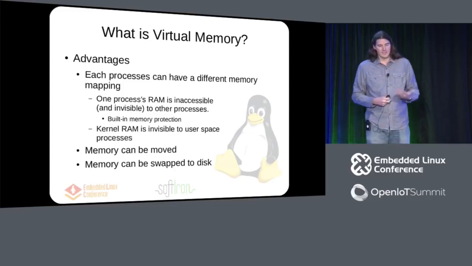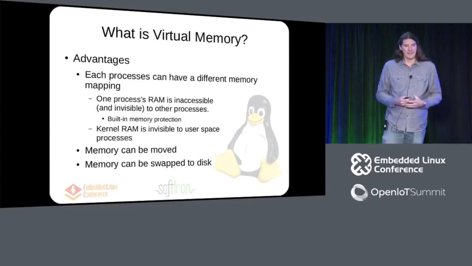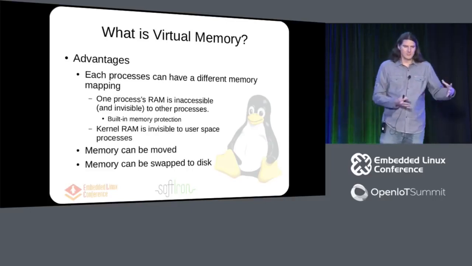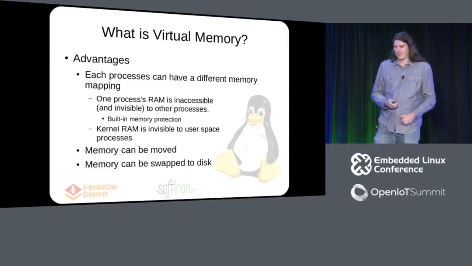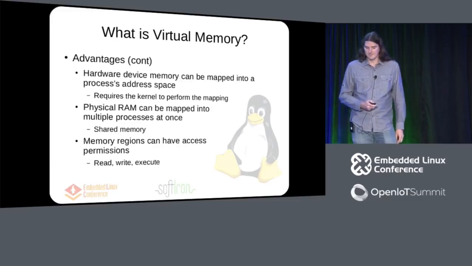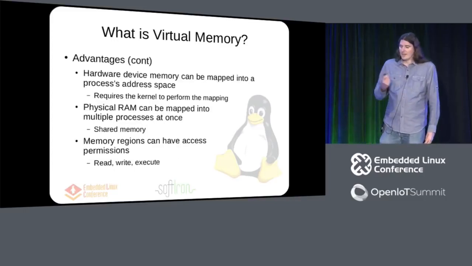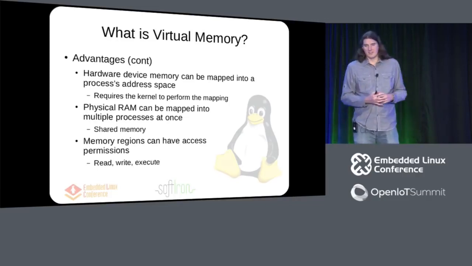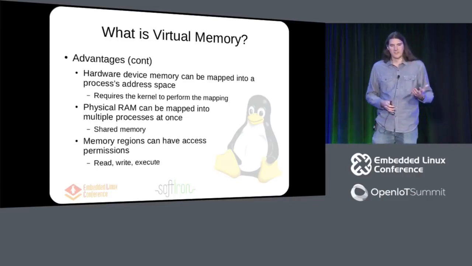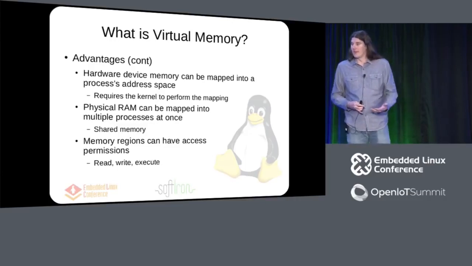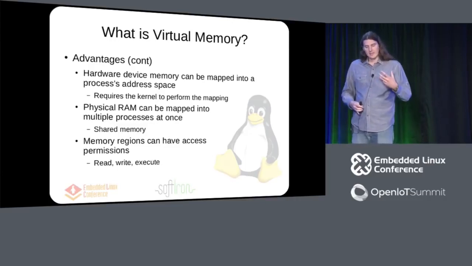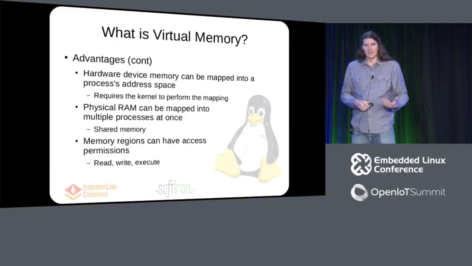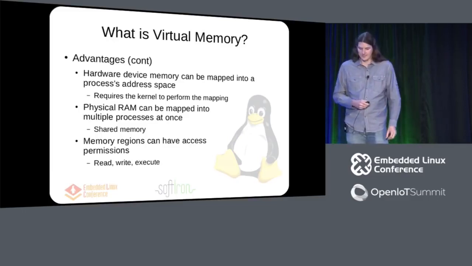Memory can be moved, as we'll see later, and memory can be swapped out to disk. All of this can be done behind the scenes by the kernel, and the user space programs might not even know about it at all, and really shouldn't know about it at all. Another advantage is that hardware device memory can be mapped directly into a process's address space as well. Now, of course, this is going to require the kernel to perform the mapping, but even from user space, you can map hardware directly into your virtual address space and manipulate the hardware directly.